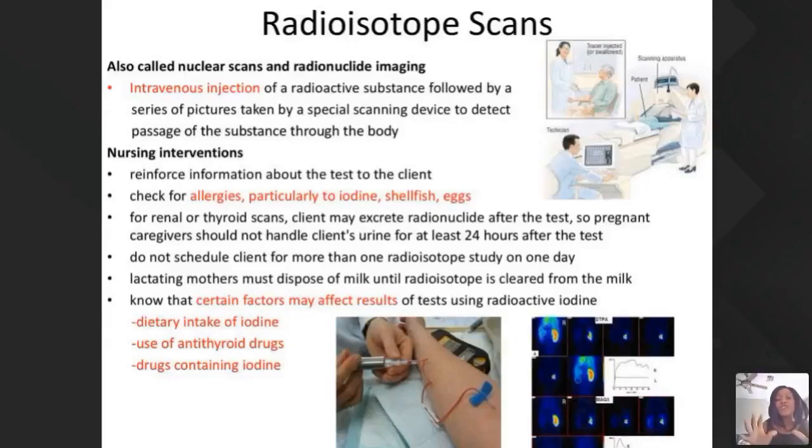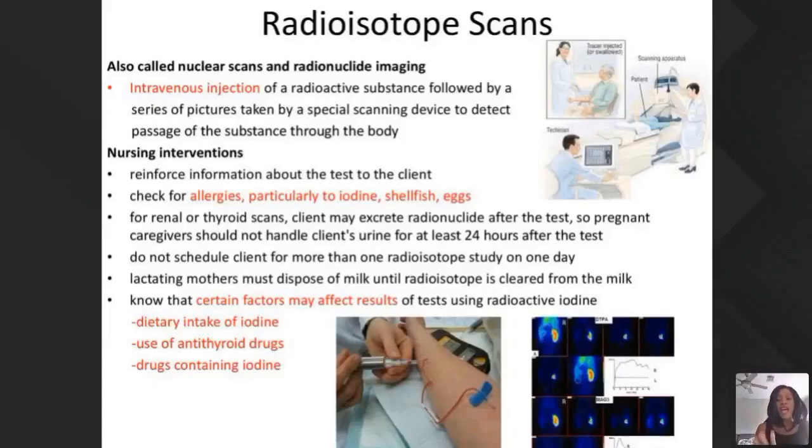So intravenous injection is used. So allergy is priority. I want to make sure you're not allergic to the substance I'm going to put in your veins. That is crazy. So check for allergies, a priority. And the other thing with these, before you use them on a patient, for example, for renal or thyroid scan, I want to check to make sure that they can excrete this stuff. So check for renal function, because you put it in, how's it going to get out? We don't ever want to do more than one of these a day.